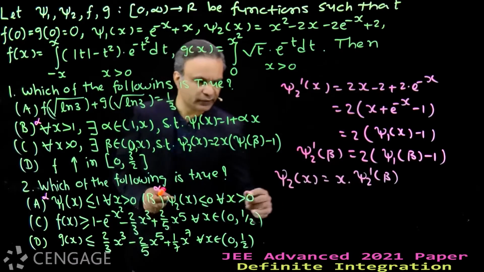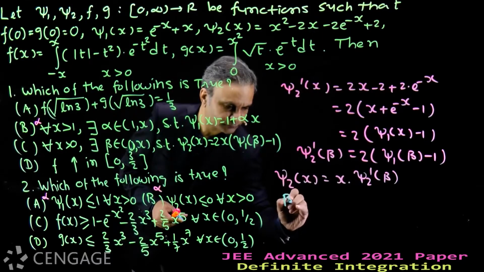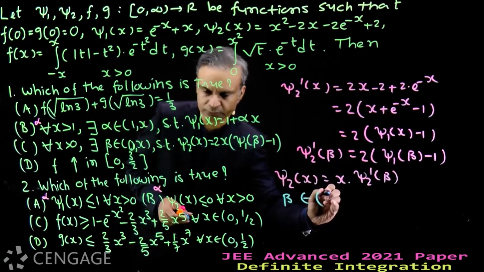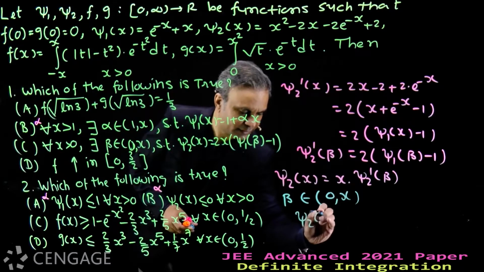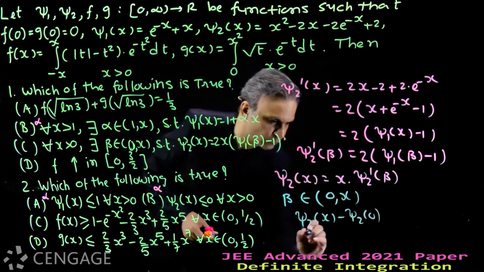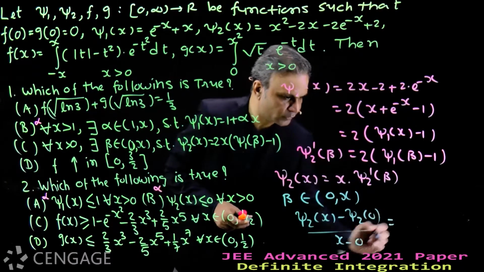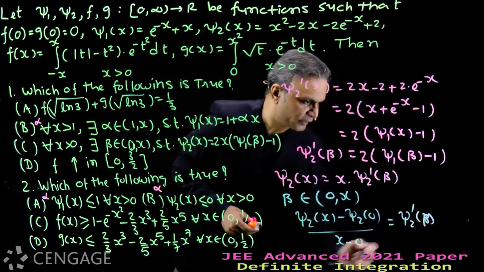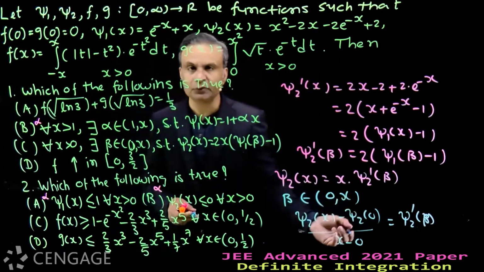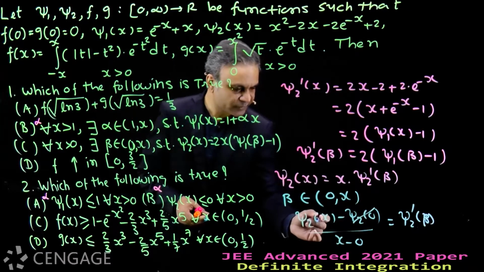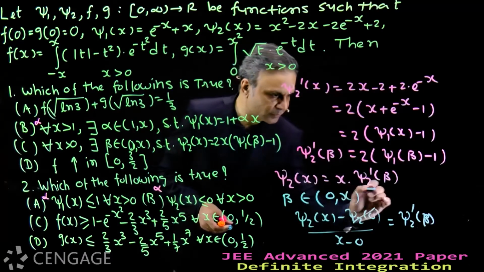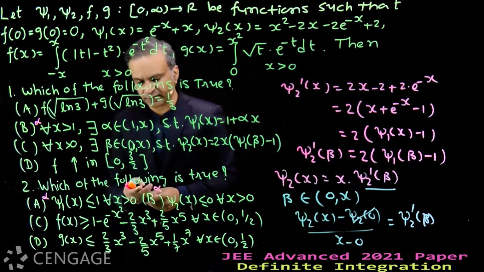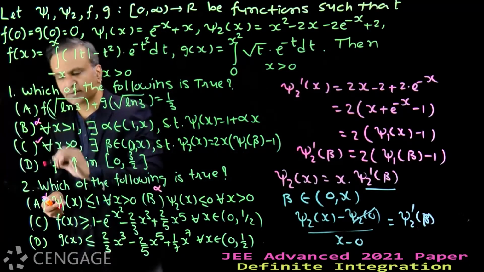Using LMVT we can say there exists beta belonging to the open interval (0, x) such that (psi 2(x) minus psi 2(0)) over (x minus 0) is equal to the derivative of psi 2 at beta. And psi 2(0) is 0, so from this we can say psi 2(x) is equal to x times this. That means this statement is true using LMVT, Lagrange's mean value theorem. So this option is correct.